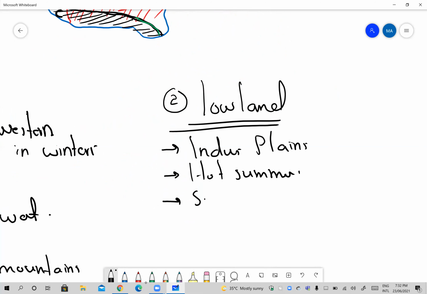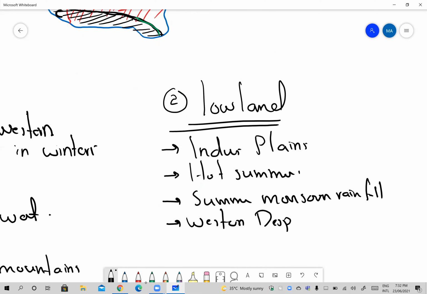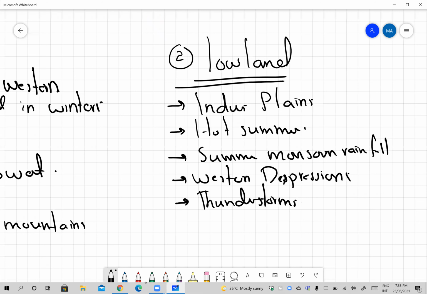Rainfall is due to summer monsoon and western depressions as well. Again, we will study these terminologies in detail: western depressions, monsoon, effect of altitude. For now, you should just know the factors that are affecting the climate. How do they work? What exactly happens? The reasons and everything, we're going to study those in the upcoming lessons. Thunderstorms are also common because of the western depressions. Okay, that is it.